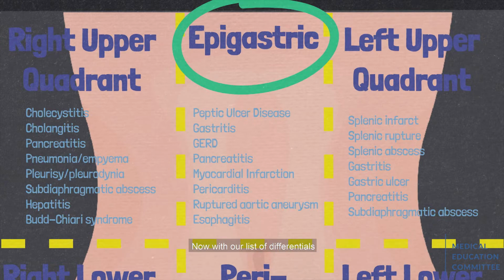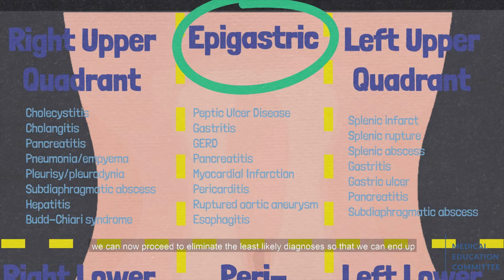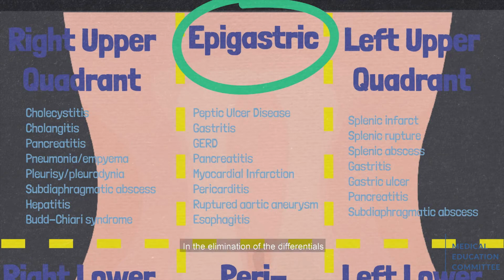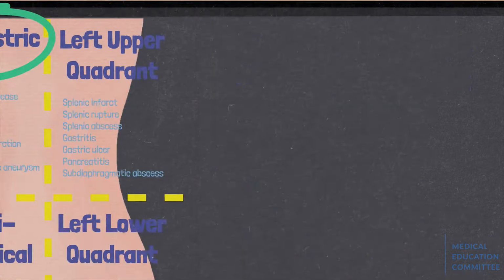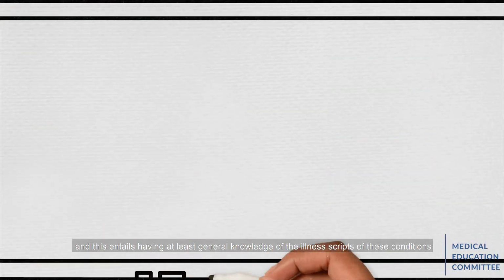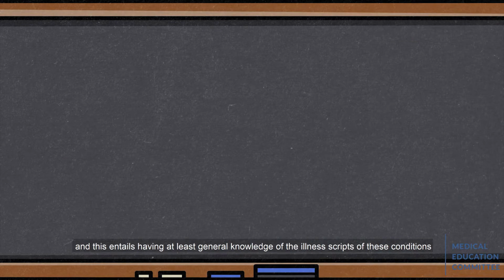Now, with our list of differentials, we can now proceed to eliminate the least likely diagnoses so that we can end up with the most likely diagnosis, which would then become our primary impression. In the elimination of the differentials, we take out those that cannot explain the clinical presentation of the patient. And this entails having at least general knowledge of the illness scripts of these conditions.